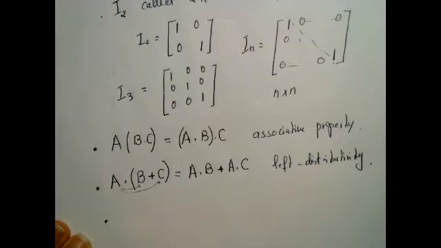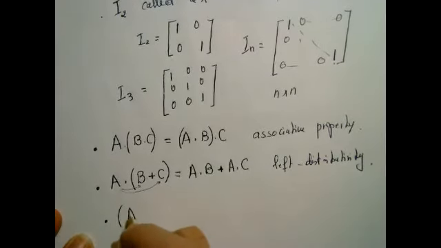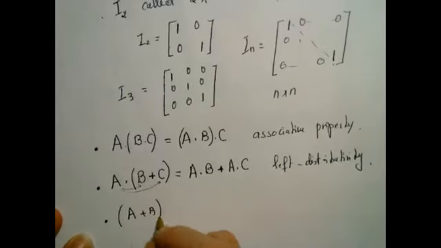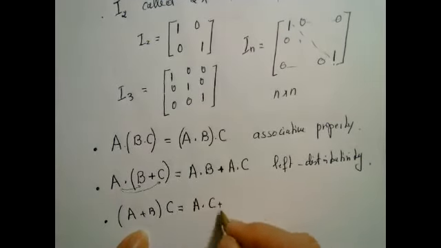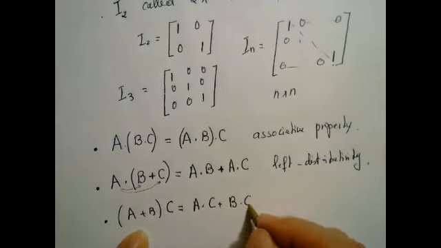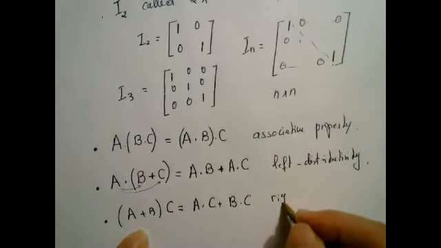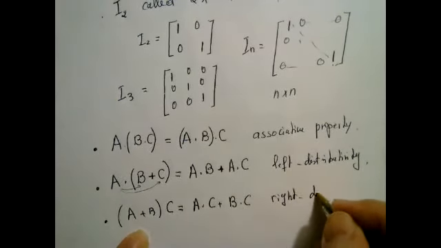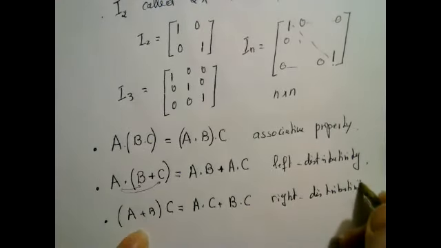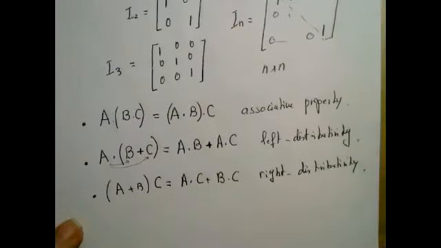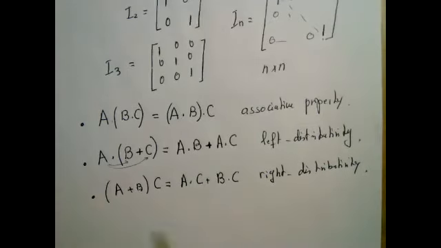And then I can distribute from the right. So suppose I have (A plus B) times C. It is also A times C plus B times C. I can also distribute. And this is called the right distributivity. Okay, so I can distribute multiplication with respect to addition.